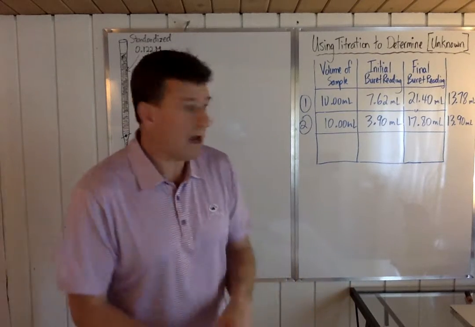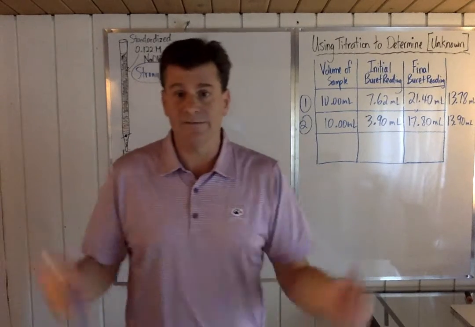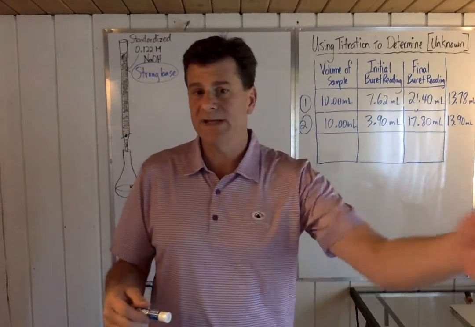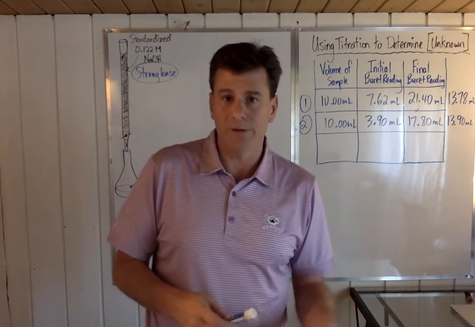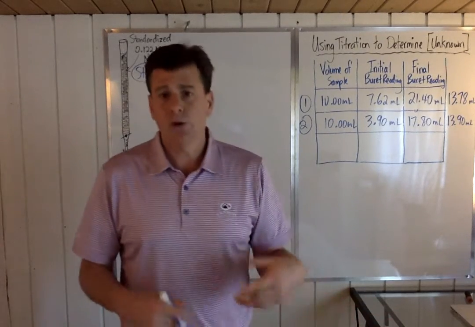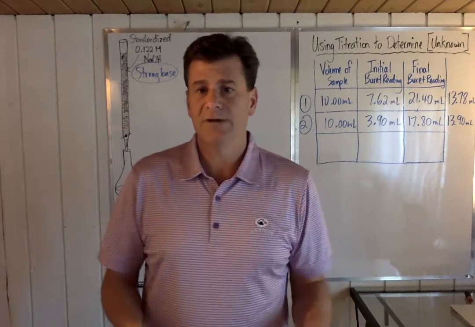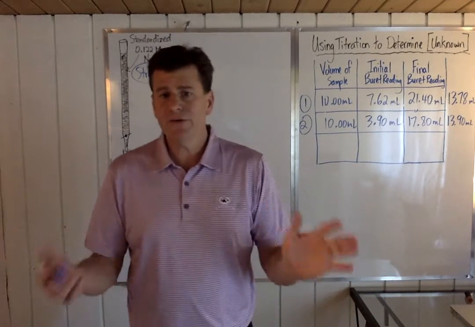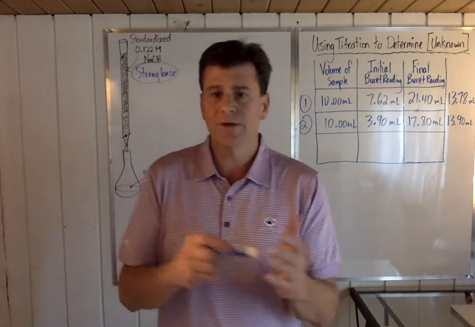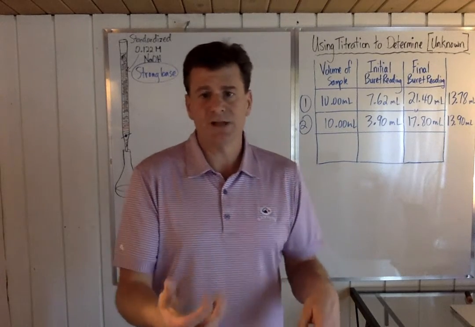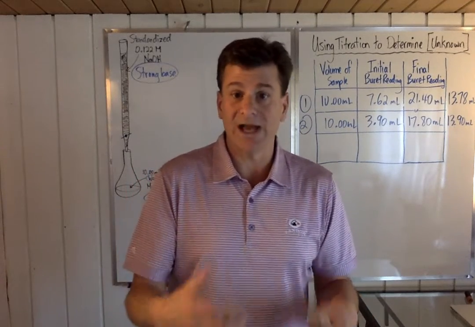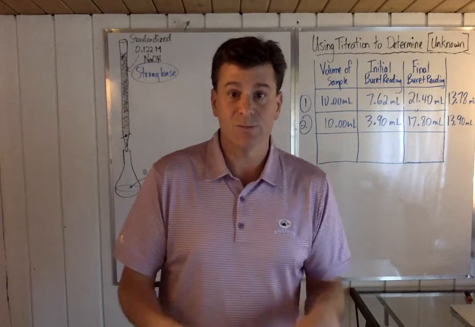I don't need a third trial, so I don't have a third row that I don't even need. And now I can proceed to the actual calculation part of it all. Okay, so then what do you do for the calculation part of it all? Well, the very first thing you've got to do is figure out what is the neutralization equation that I was doing? I need the stoichiometry of this reaction.